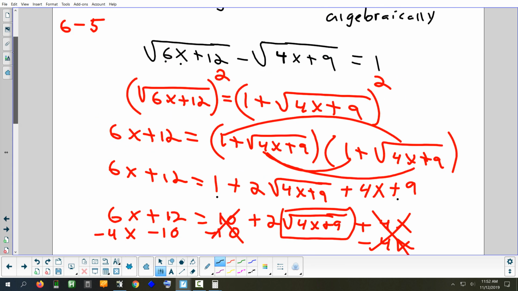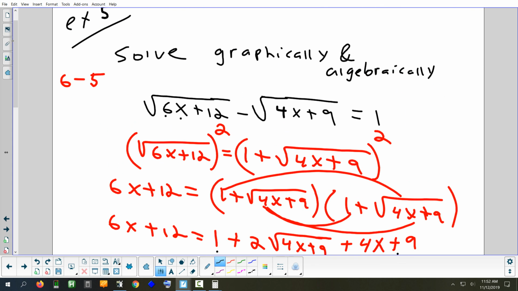Let's check negative 2. What's 6 times negative 2? Negative 12 plus 12? And the square root of 0? This isn't looking good. 4 times negative 2 is negative 8. What's negative 8 plus 9? What's the square root of 1? Is 0 minus 1 equal to 1?